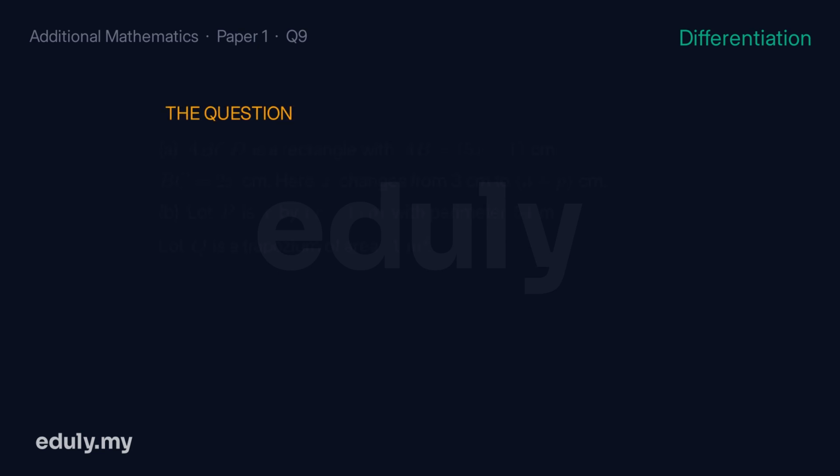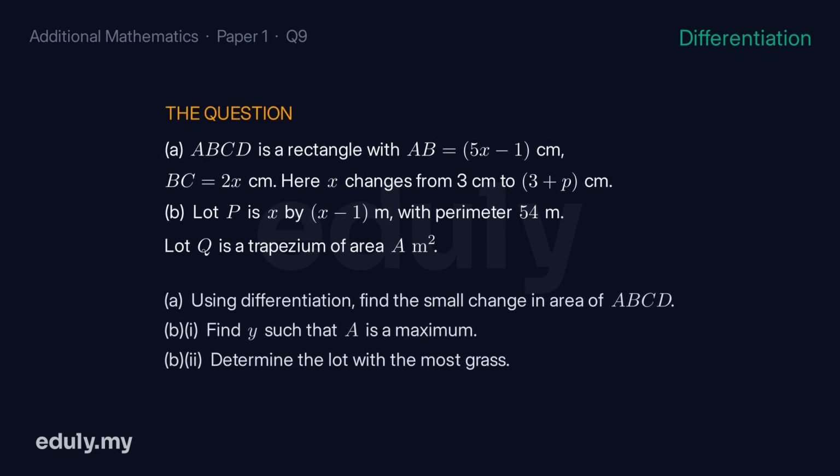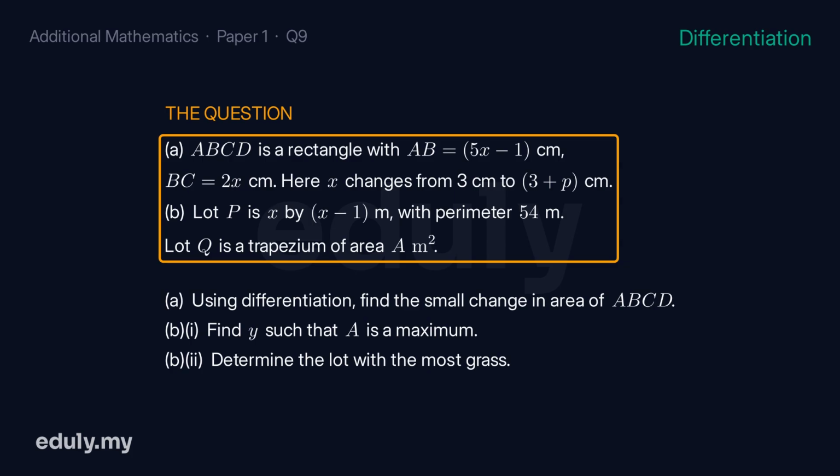Let's read the question. It's a differentiation question in two parts. Part A is a rectangle whose width changes slightly, and Part B compares the areas of two lots of land. Here's what we're given. A rectangle with sides in terms of x that changes by a small amount p, and two lots, P a rectangle and Q a trapezium.